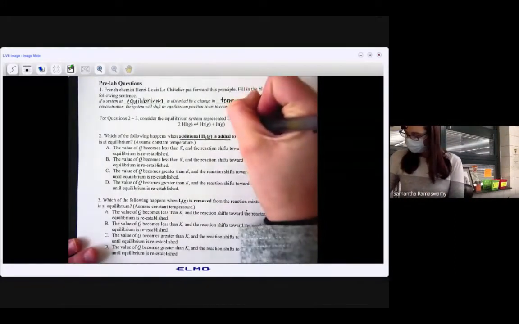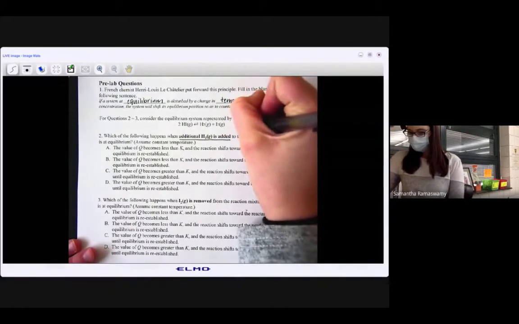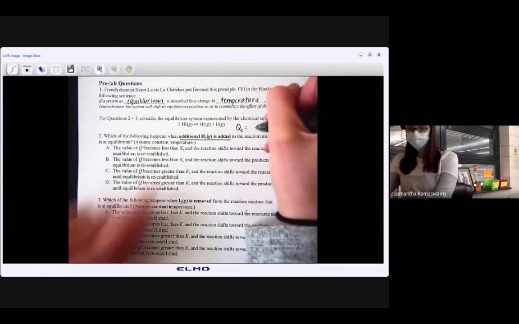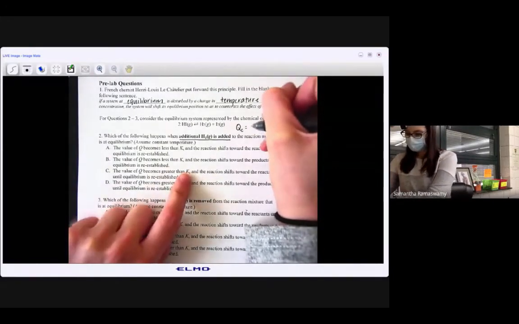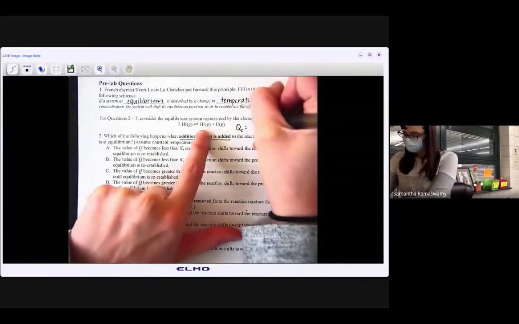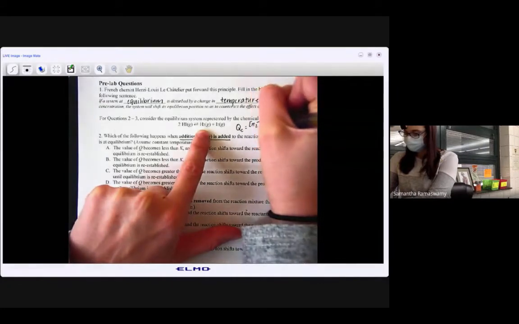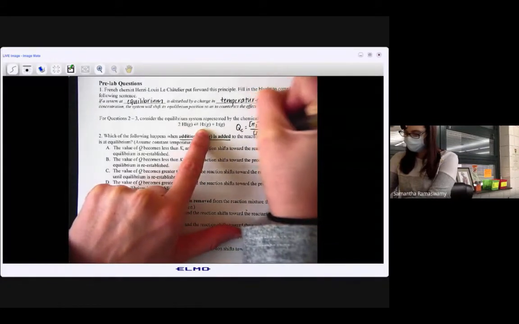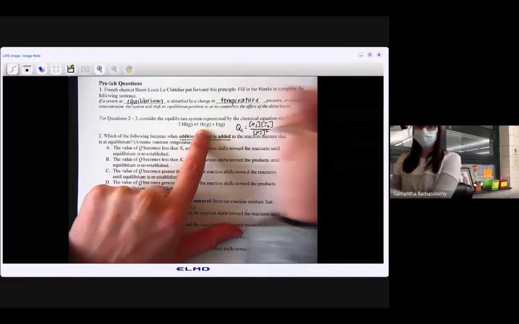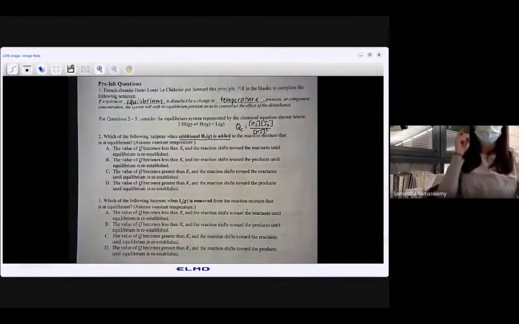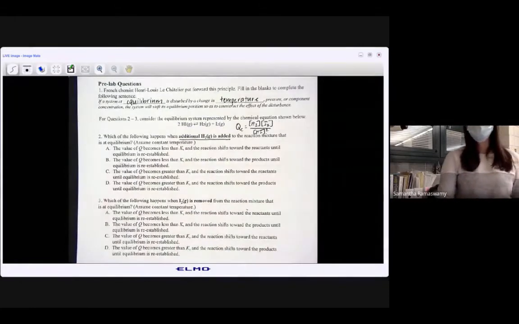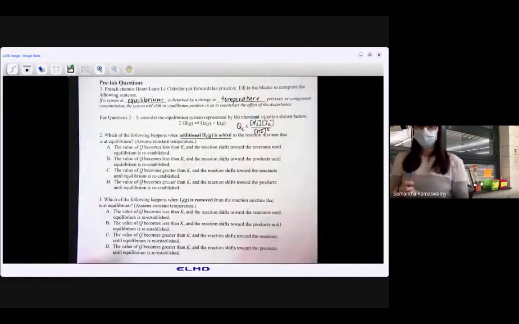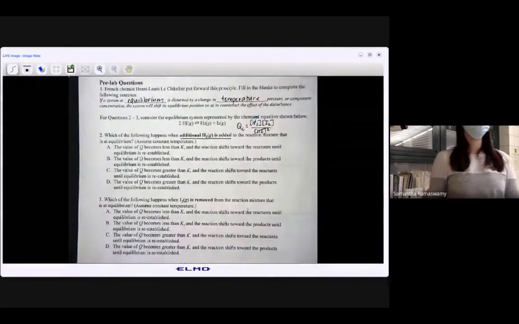I'm going to write my Q expression. I'm just going to use QC. It doesn't really matter, it doesn't specify. Products over reactants: H2 times I2 over HI squared. So if additional H2 is added, I am increasing the amount of H2. I'm increasing the amount in the numerator.